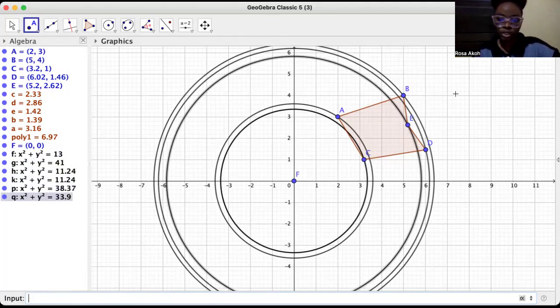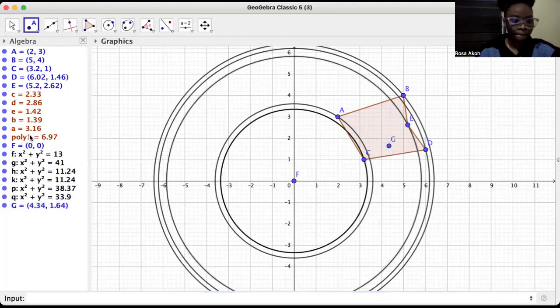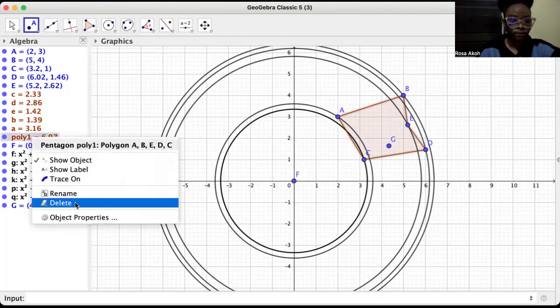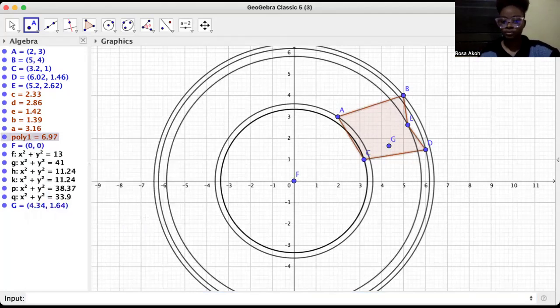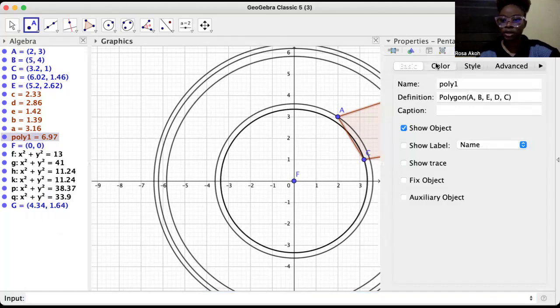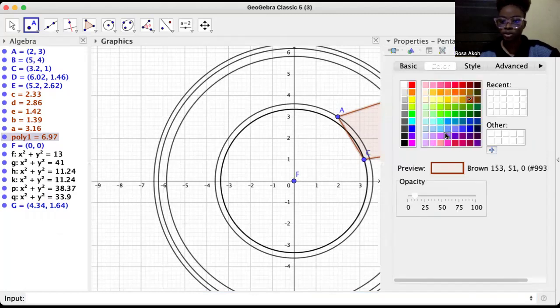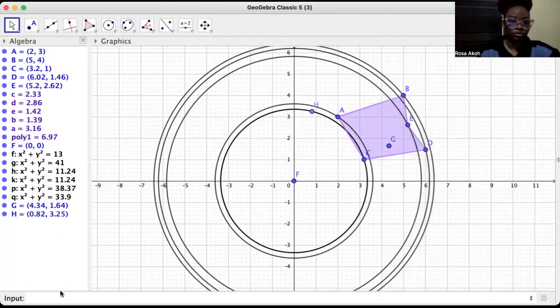We can also change the properties: color this polygon and do something about our circles. Object properties. We need to look at the color. Let's choose this color. Now we want to look at the circles. We don't need this point.